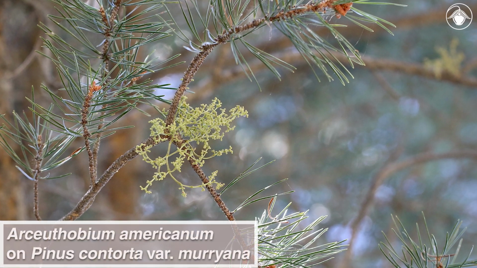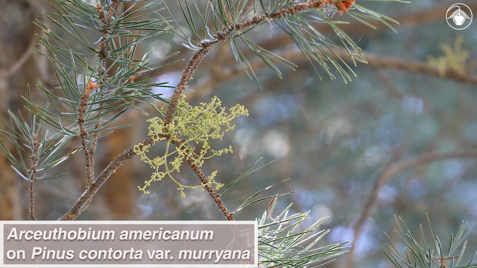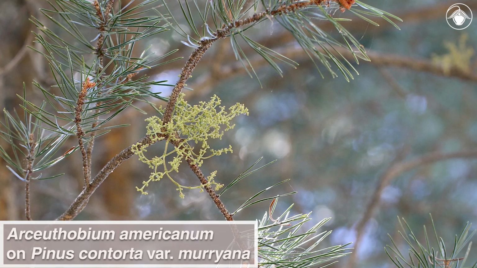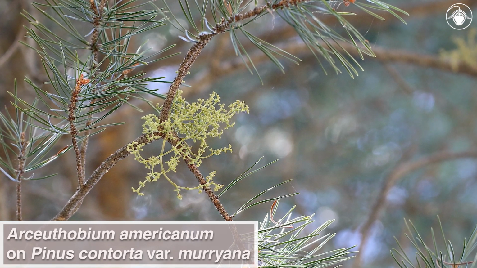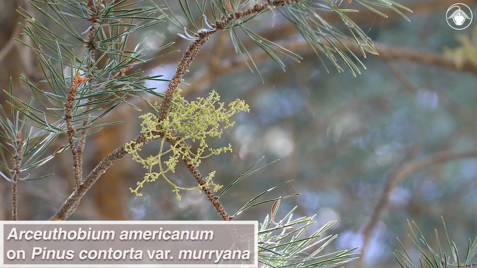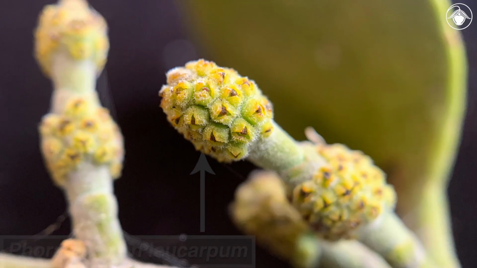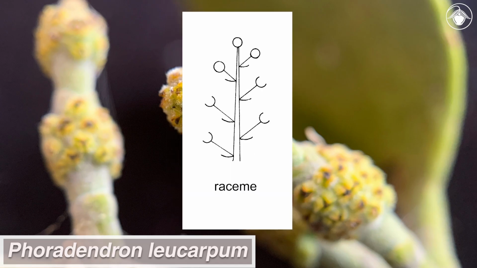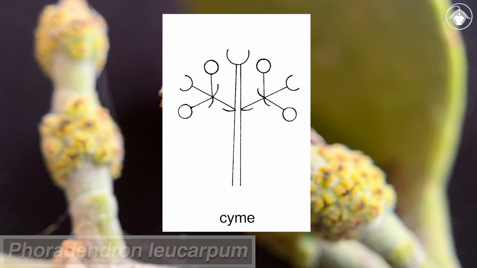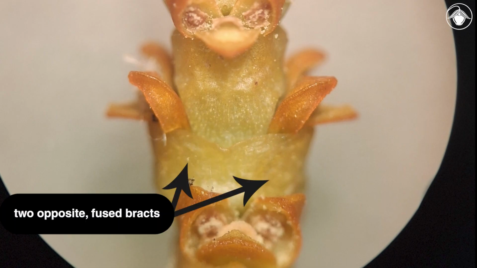Some mistletoes are quite host-specific, only parasitizing a single species or a small group of species. This means that knowing the identity of the host plant may help you identify which mistletoe may be parasitizing it. The flowers of mistletoes are reduced in size and grow in inflorescences of bracted spikes, racemes, or cymes. The bracts are scale-like, opposite, and fused into two paired sets.